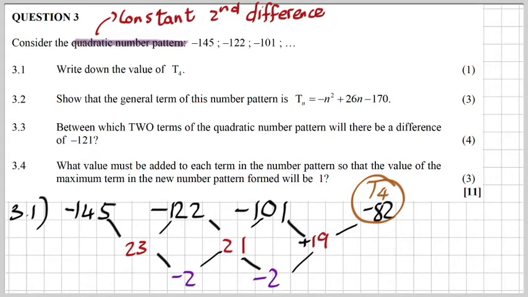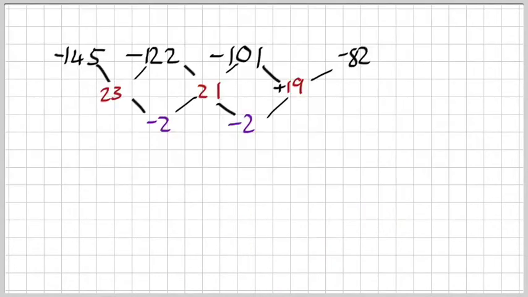Yes! Please, please, please, matrics, make sure your signs are right. Now, when we look at question 3.2, it's always good to redraw my differences. The question is, prove that Tn is equal to negative n squared plus 26n minus 170. In other words, that's what I need to get.